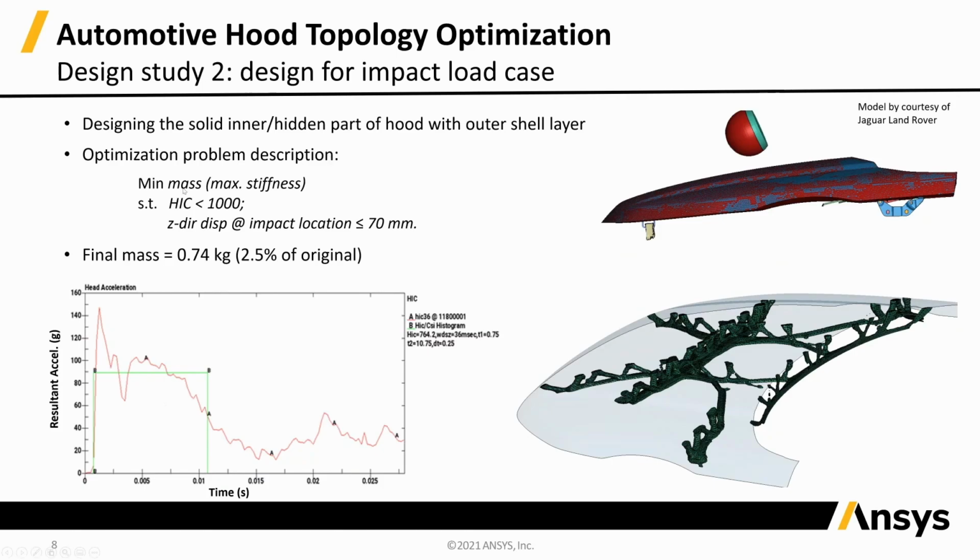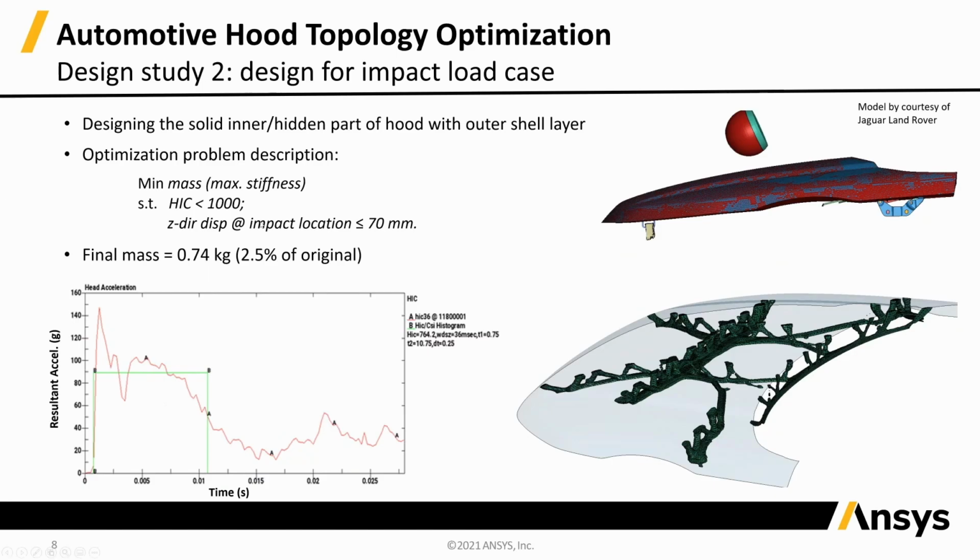So in the center there, I showed the optimization problem description. We minimize the mass at the same time as maximizing the stiffness. Having the maximum stiffness is just your definition of having a structure. So the maximum stiffness just tells us we want to have a structure, and we want the minimum mass of this structure. And on top of that, we've got these other constraints.